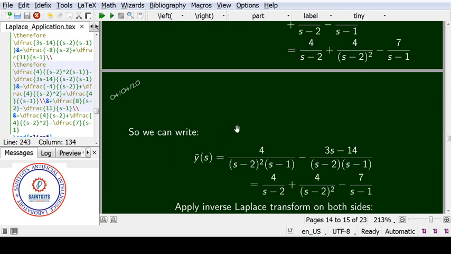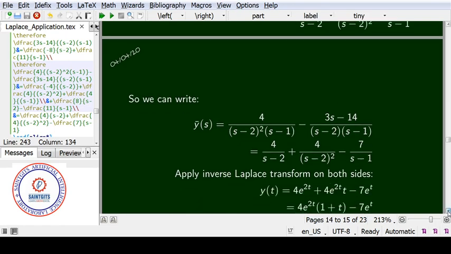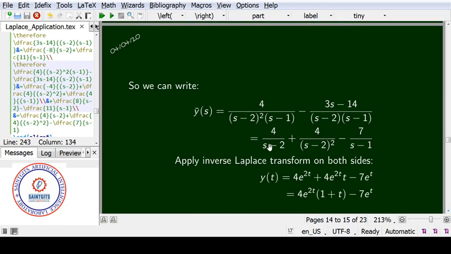So y bar of s equal to 4 by (s minus 2) whole square into (s minus 1) minus (3s minus 14) by (s minus 2) into (s minus 1). This entire expression can be simplified like this. I substitute it. So y bar of s equal to 4 by (s minus 2) plus 4 by (s minus 2) the whole square minus 7 by (s minus 1). Now we can take L inverse of RHS without much difficulty.